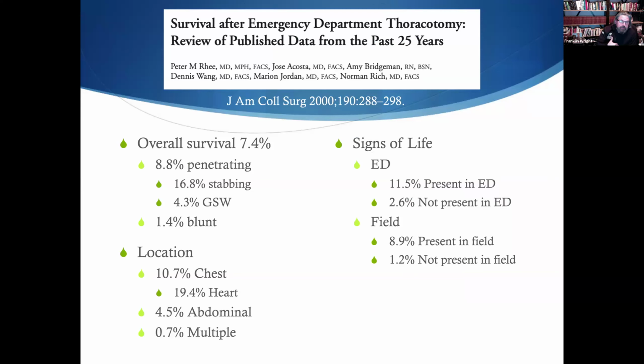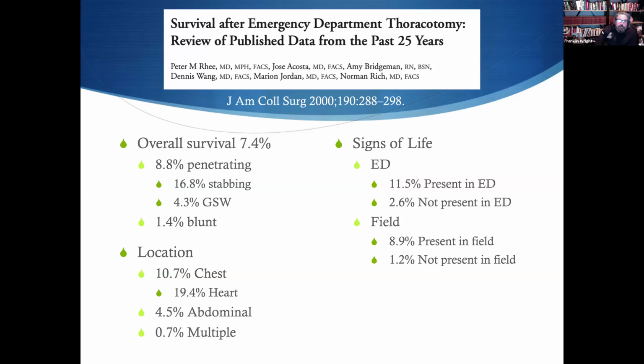Where we got injured mattered as well. Patients with heart injuries or chest injuries had a better chance of being resuscitated versus abdominal injuries or polytrauma, which is unfortunately really common with blunt, but we see it as well with multiple shootings or multiple stab wounds, or multiple body cavities injured.